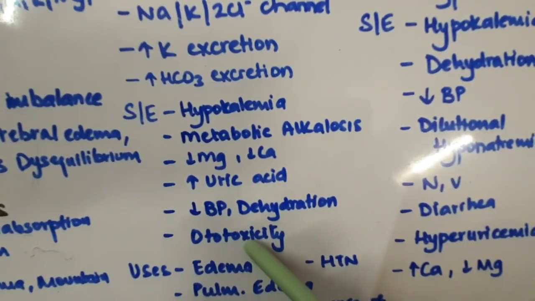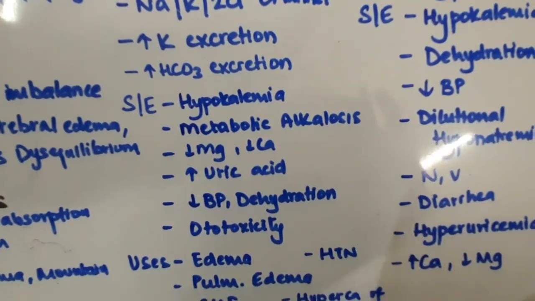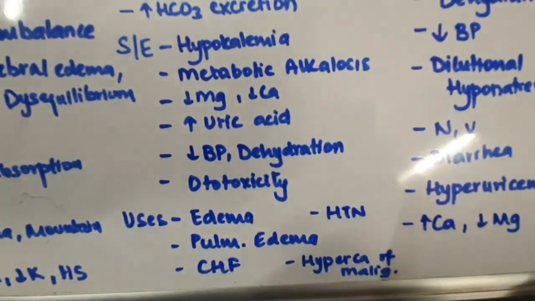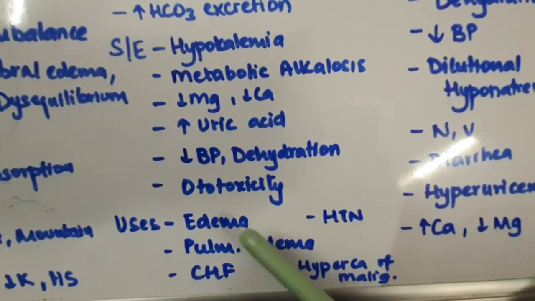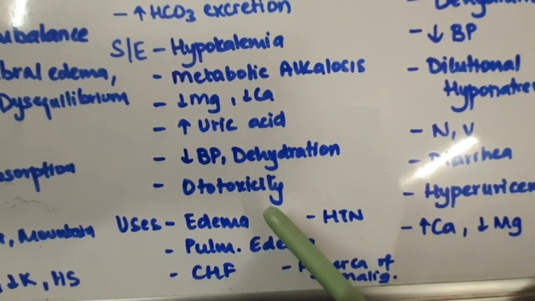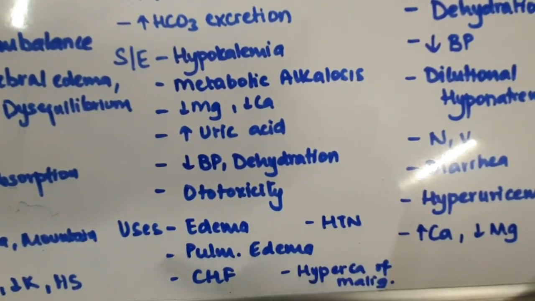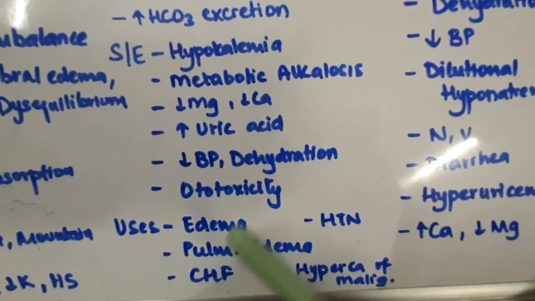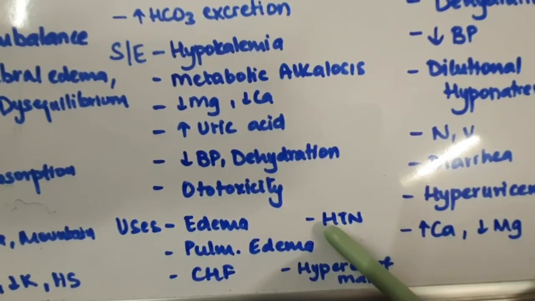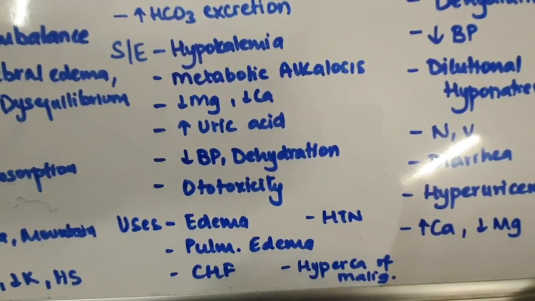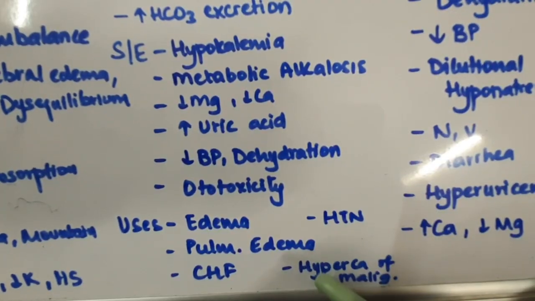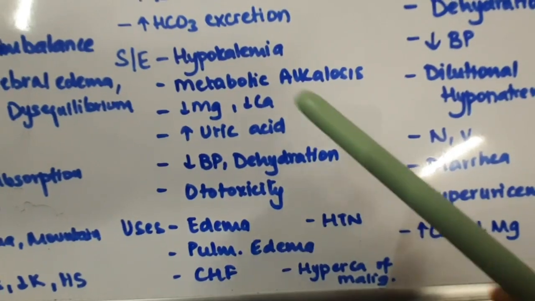So it can cause ototoxicity and hearing disturbances. The uses are edema, most edemas of any kind, your cardiac edema, congestive heart failure, pulmonary edema, it is used in all of this, renal edema. Then hypertension is also another use of loop diuretics, and hypercalcemia of malignancy.